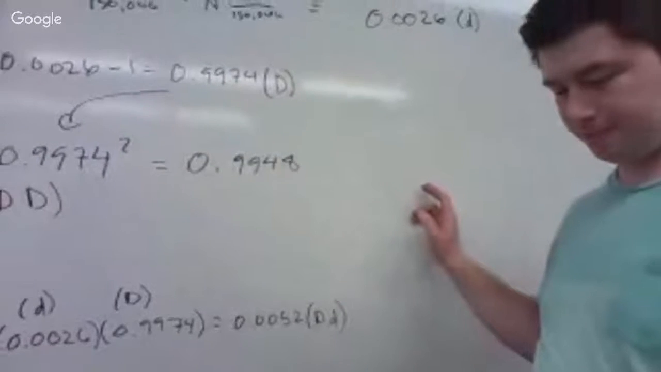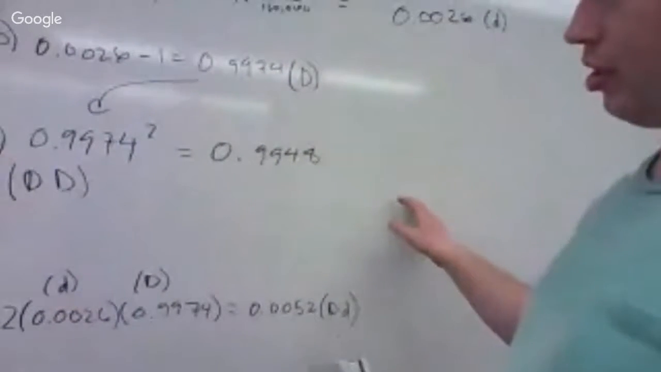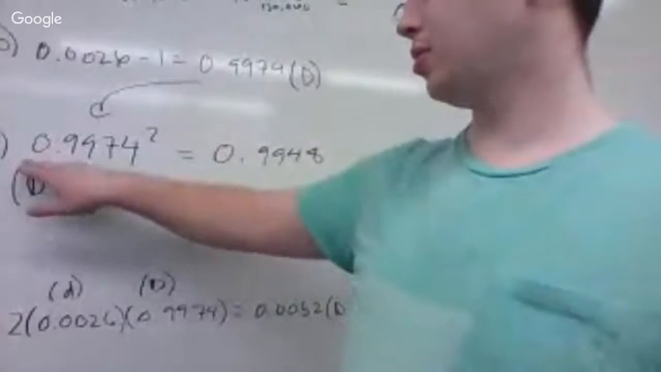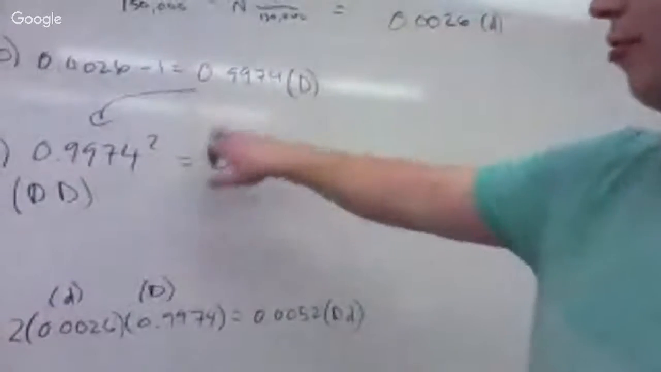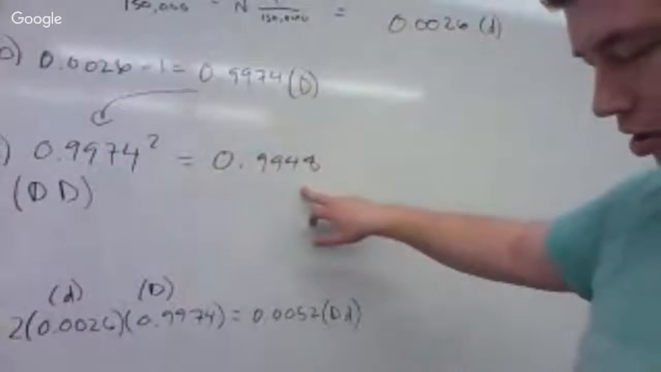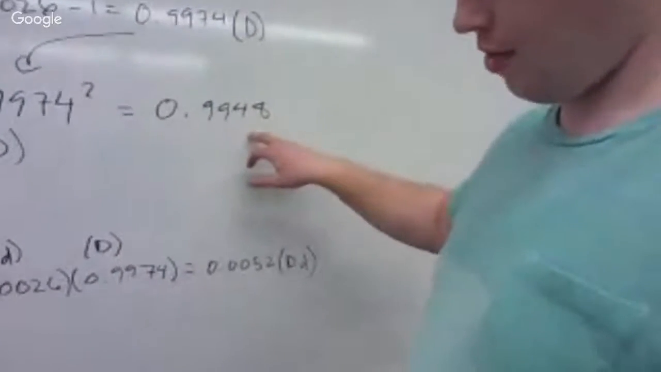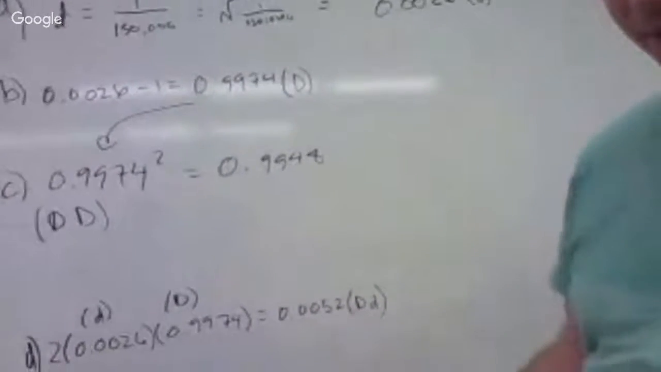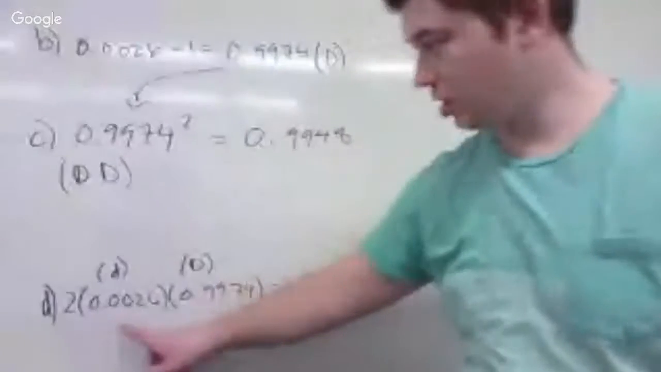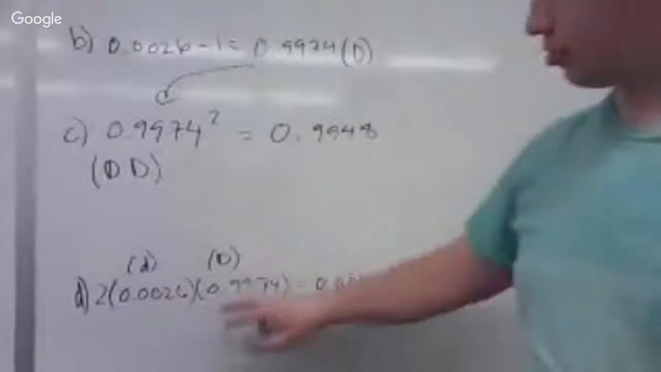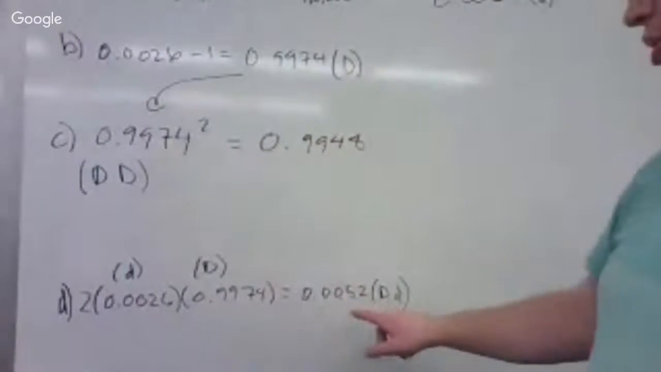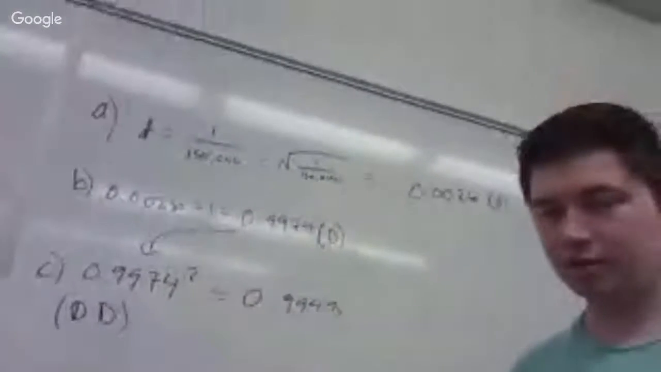Then for C, it's asking for the P squared value. So you take that squared from B and you get 0.9948. And then for D, it's asking for the heterozygous possibility. So you take 2 times your answer from A times your answer from B, and that is equal to 0.0052, and that's your heterozygous.